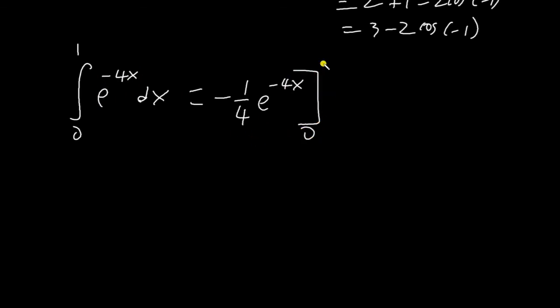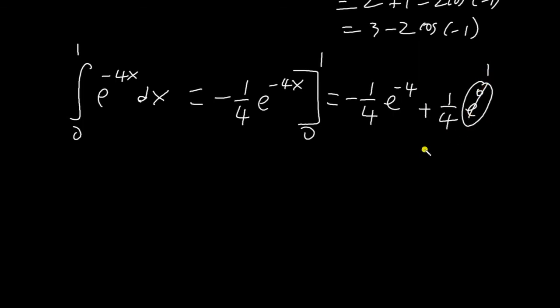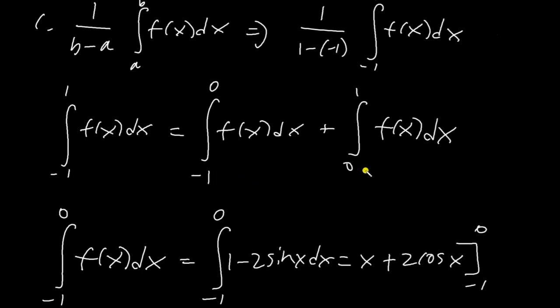right? So it's from 0 to 1. You plug in your numbers, you get -1/4 e to the negative 4 minus negative 1/4, right, the negative, positive, e to the 0. Okay, so this is just 1. So this is 1/4 minus 1/4 e to the negative 4. Okay, I just rearranged it a bit. So now we know what this integral is equal to, and we know what this integral is equal to. So now we can figure out what this integral is equal to, right?